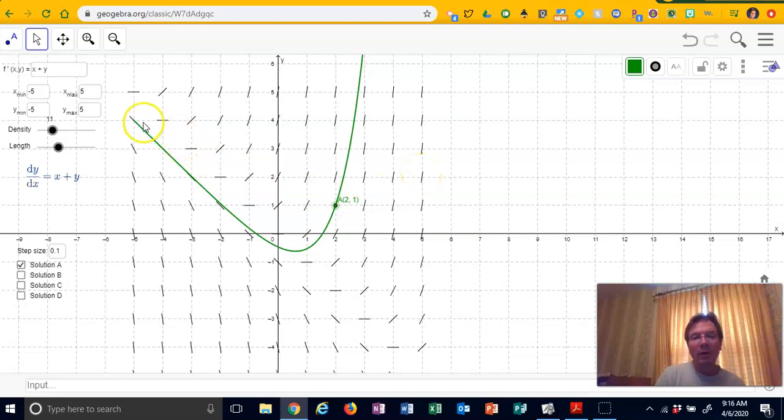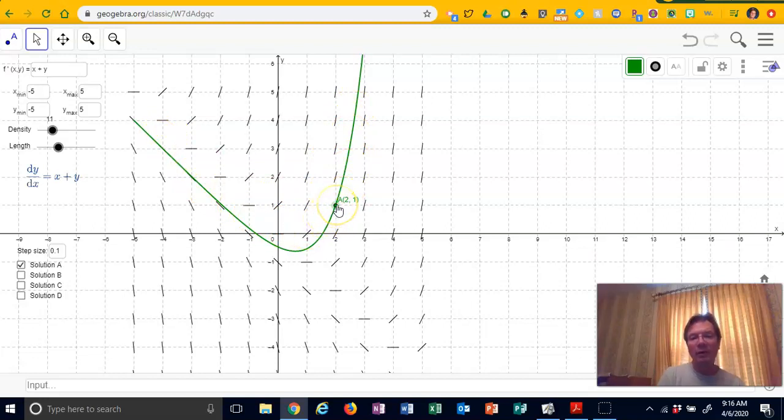So look at what it's doing. It's finding all these slope segments, and it's generating a graph that would eventually go through the point 2, 1 by just looking at the slope. So you can kind of see the slope. It's almost like a weather pattern look to it. And it generates that one.